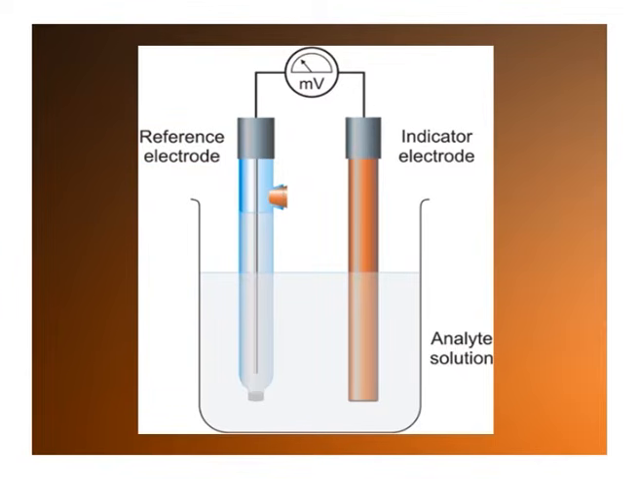A salt bridge is used to stop the intervention of the sample solution containing the analyte of interest with the reference solution. The figure on your screen displays a potentiometric cell. Now, over here reference electrodes generally used are hydrogen electrode, silver chloride electrode, etc., while examples of indicator electrode include glass electrode and antimony oxide electrodes.